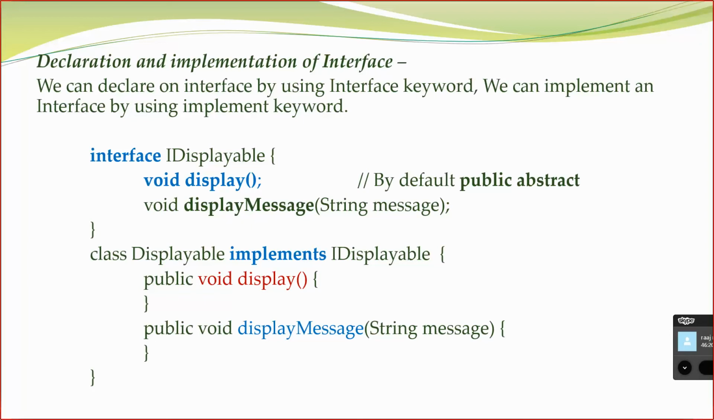Who is going to implement? The child class. Who is the child class? The one who implements this interface. The Displayable class has implemented the IDisplayable interface, and it has to implement these two methods. Okay, clear?